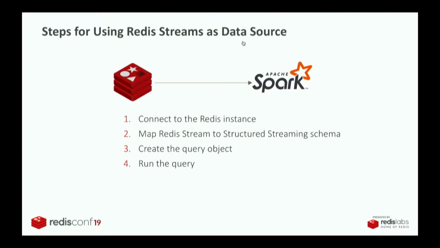Now, how do you use Redis streams as a data source? There are 4 steps. One is you have to connect to the Redis database. The second thing is you have to map your Redis streams key value pairs, the names, everything, to the micro batch. You have to tell Spark, these are the names, and this is how I interpret these keys and values. And then you have to create a query object to query that micro batch, and then run that query in a loop. It's very straightforward. I'll show you. All these things are done in less than 20, 30 lines.